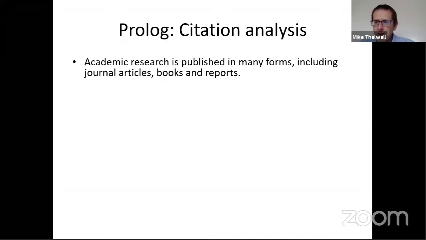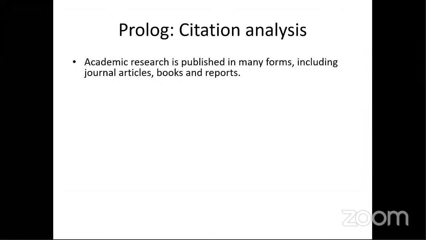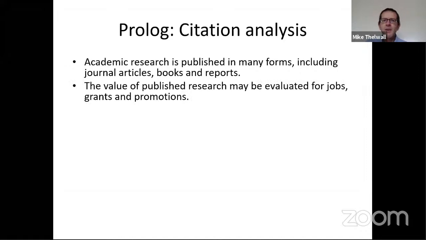Citation analysis has already been mentioned in the introduction, but I'll just give a brief introduction. If you're an academic researcher, then as part of what you do, you'll produce some publications. For most areas of research, the main publications that you produce are journal articles, although you might also produce books, reports, conference papers, depending on which area of research you're in. So if you apply for a job or a promotion or a grant, then you will submit your CV and a list of publications, and then the people making the decision will want to know how good your publications are, how useful they are, or evaluate them in some way.